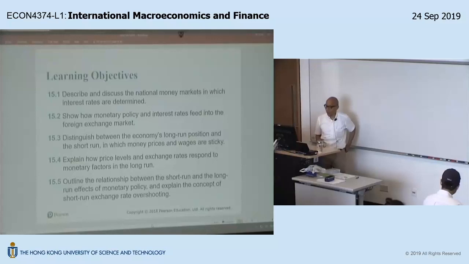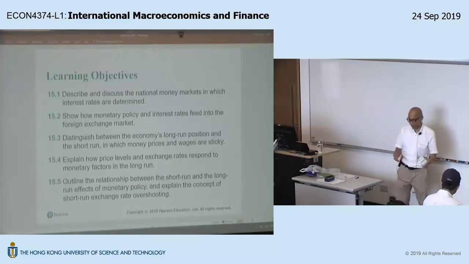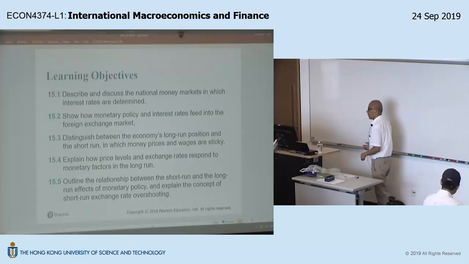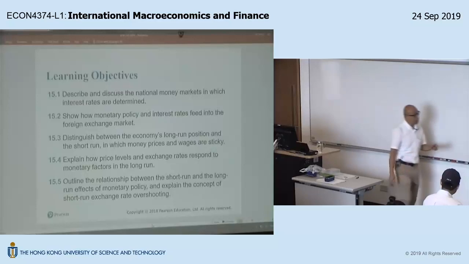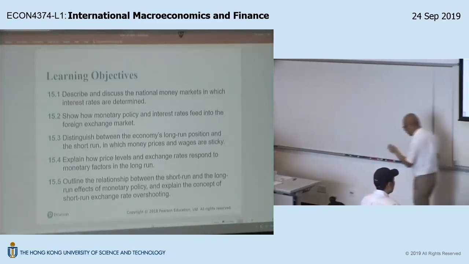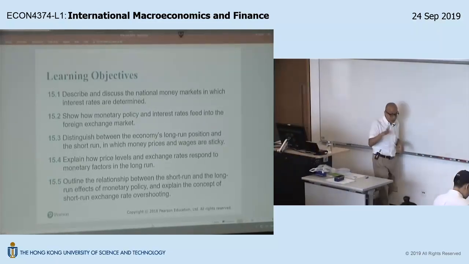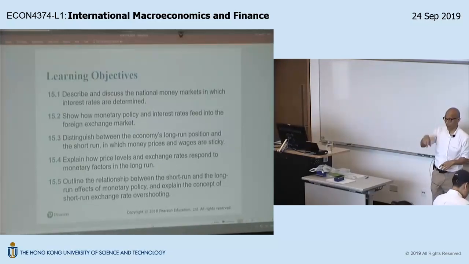And then finally we'll outline the relationship between the short run and long run effects of monetary policy. So monetary policy will have a short run effect and a long run effect, so there's a long run adjustment. And then, very interestingly, we're going to talk about the concept of overshooting. That explains why the exchange rate is very volatile, much more volatile than the price level.